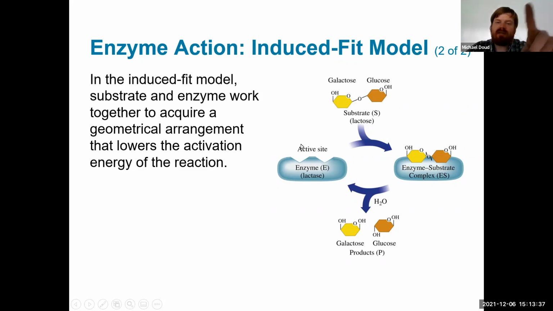It's when we put the substrate into the active site that changes the shape of the active site. And now your enzyme substrate complex is going to be a little bit different in shape because it's got two things adding up to a third thing. Then the reaction actually occurs and you're back to normal enzyme that's going to have the induced fit here once again.